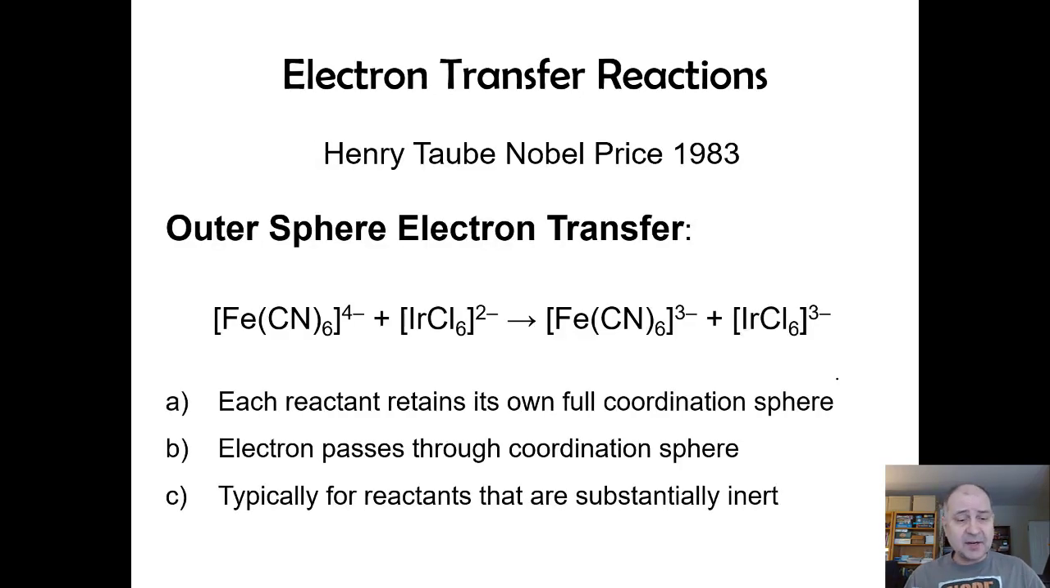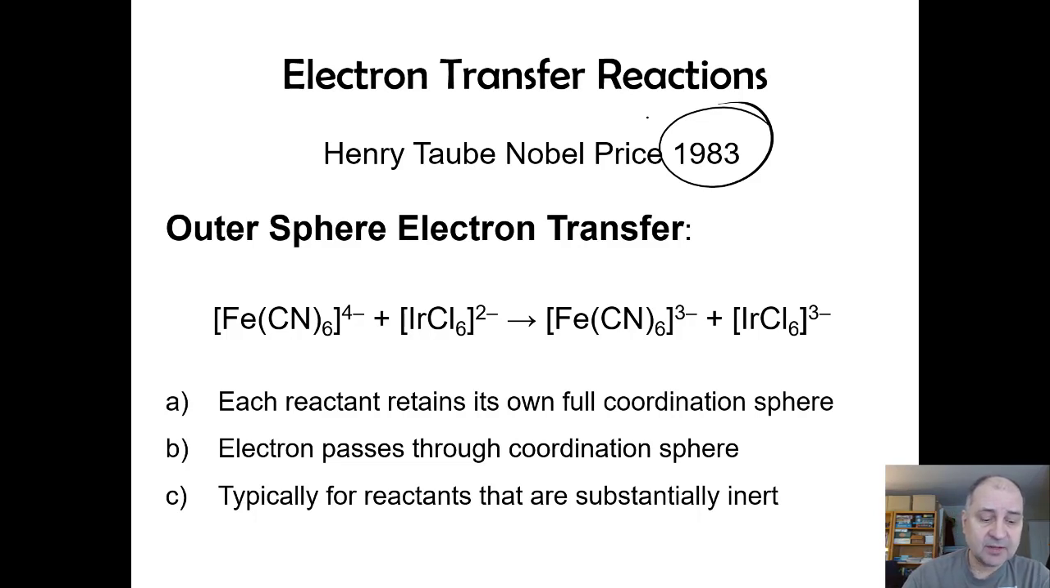The last thing that I want to show you is a mechanism, an electron transfer mechanism here. The person who studied this, Henry Taube, a Canadian chemist, won the Nobel Prize for his electron transfer reaction. So there's two different ways that electrons can transfer. Those are redox reactions. If you take a look at this reaction here, what is interesting is that we don't have ligand exchange here. We have the same coordination sphere.